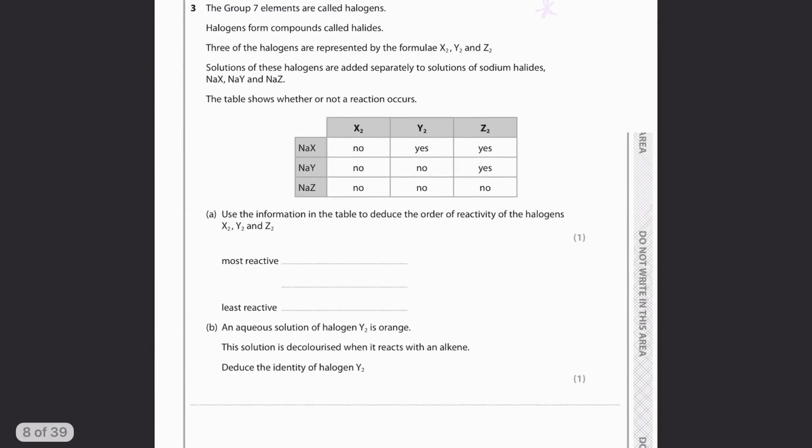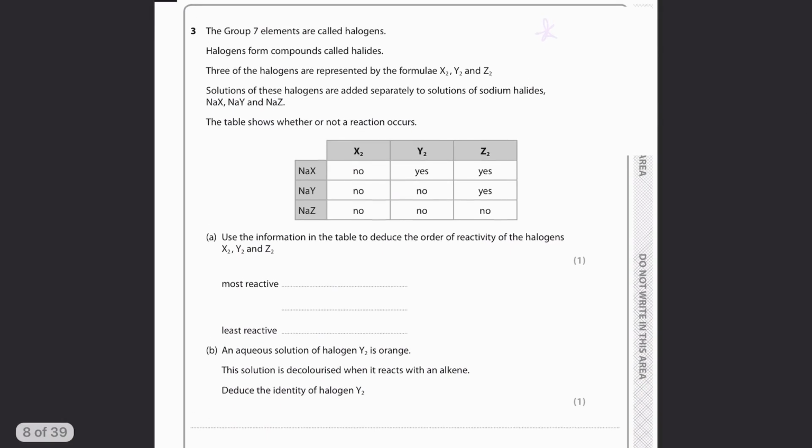All right. Question 3. The group 7 elements are called halogens. Halogens form compounds called halides. 3 of the halogens are represented by the formula X2, Y2, Z2. And it says solutions of these halogens are added separately to solutions of sodium halides. Sodium is Na, so NaX, NaY, NaZ. And the table shows whether or not a reaction occurs. And you're supposed to work out who is the most reactive and who is the least reactive.